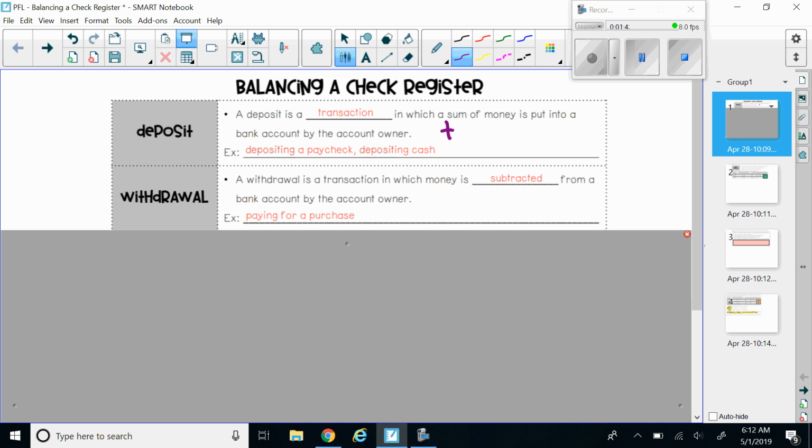The next word is a withdrawal. A withdrawal transaction is subtracted from an account by the owner. Because we're subtracting it, that's the clue that this is going to be a subtraction. So an example is paying for a purchase, right?